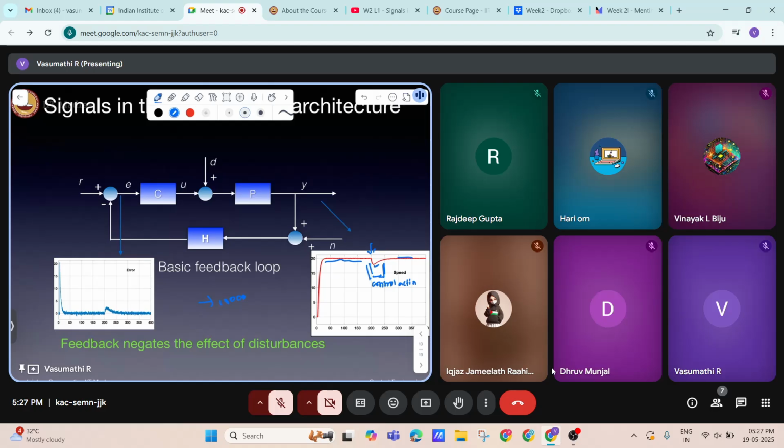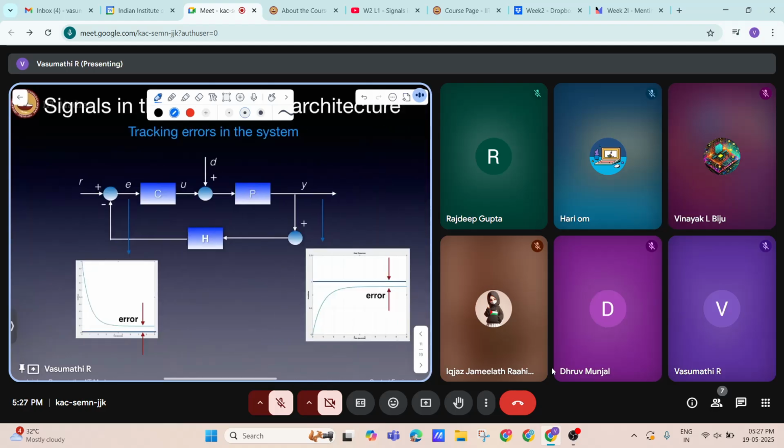In the open loop, once it went down, it went down forever. It cannot be taken back to the desired response. So this is the one good thing about closed loop control: in terms of disturbances, how well we are able to regulate the system.